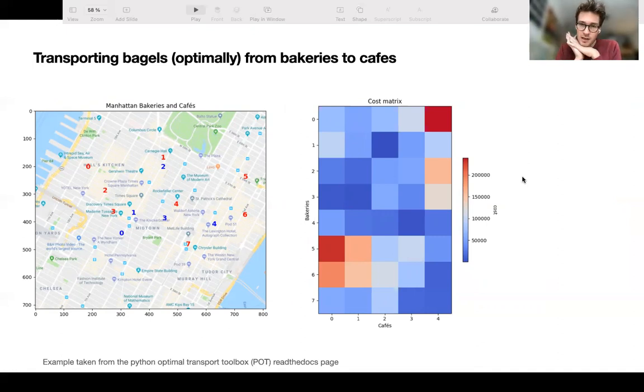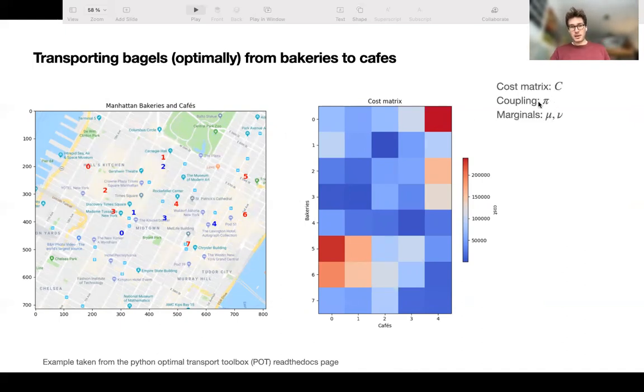So to formalize this, we can write down a cost matrix, which is some distance between bakeries and cafes. For example, Euclidean distance, Manhattan distance, whatever. And we label the different bakeries and the different cafes like that. And here you can see, for example, the distance between bakery 0 and cafe 4 would be quite high, because 0, that's the red one here, which is in Hell's Kitchen, and 4 is down here. So there's a very large distance, which is why the cost to transport a bagel from here to there is quite large. So we have the cost matrix.